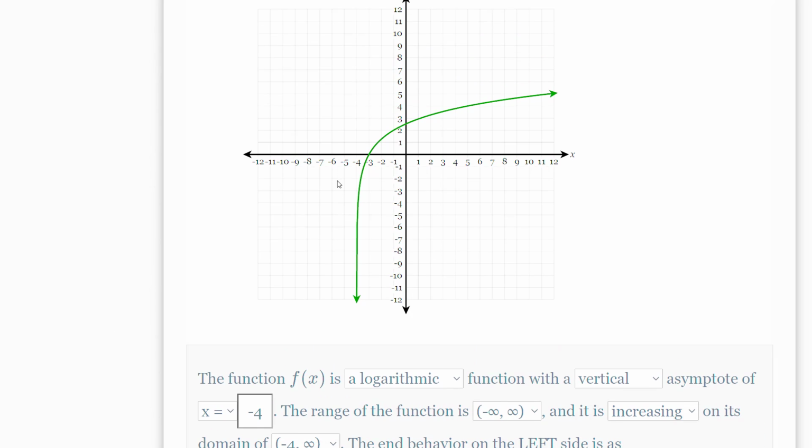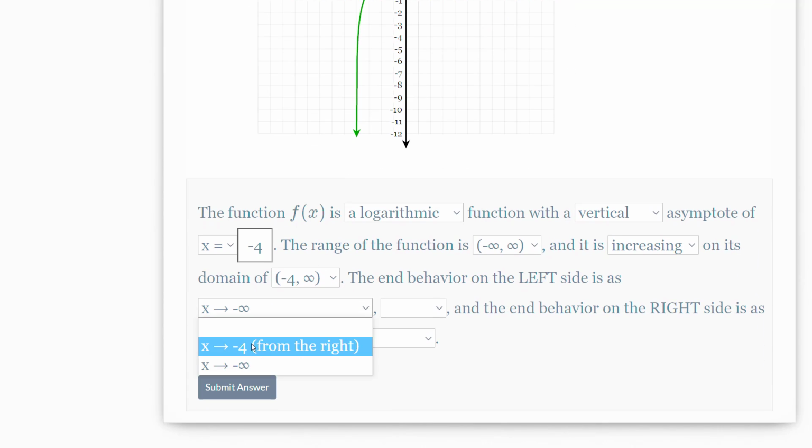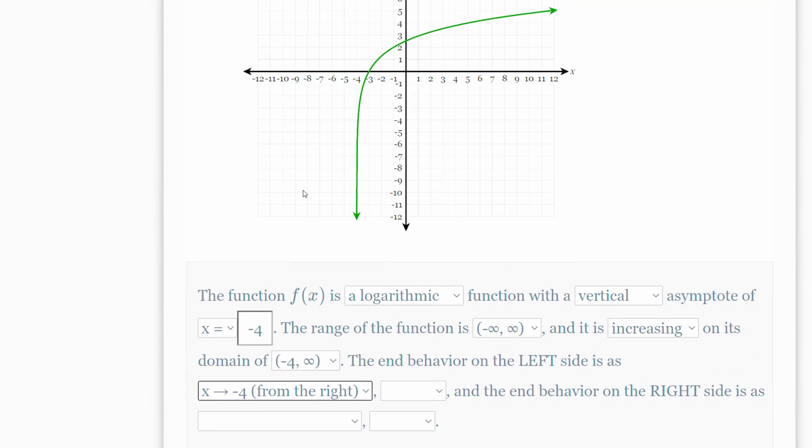There's a wall that goes straight through x equals -4, and you can never get to -infinity. You can't even get past -4. You definitely can't get to -infinity. So you can't pick that. You have to pick -4 from the right. And what that means is you're coming in from the right.